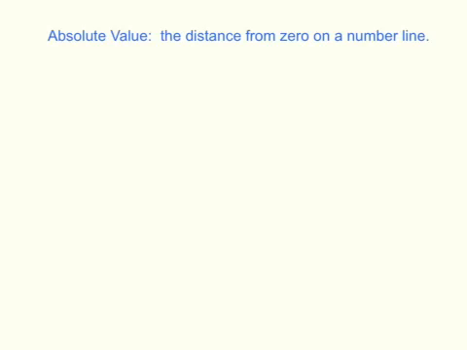So absolute value is the distance from zero on a number line. That's why it's always a positive answer. These little lines here represent the absolute value. So this would be, what's the absolute value of 3? And our answer would be 3. And we would also say, what's the absolute value of -3? That would also be 3 because we're talking about the distance from 0.